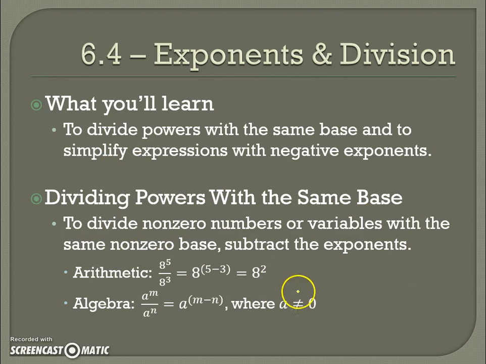Dividing powers with the same base. It says to divide non-zero numbers or variables with the same non-zero base, subtract the exponents. So when we multiplied, we added them. When we divide, we subtract them. So 8 to the 5th over 8 to the third is the same thing as 8 to the 5 minus 3, which is 8 squared. This is the way it's going to look algebraically. All right, let's keep going here.